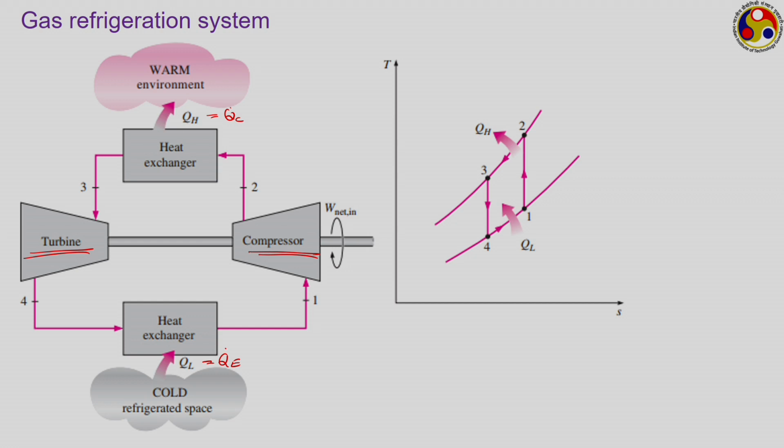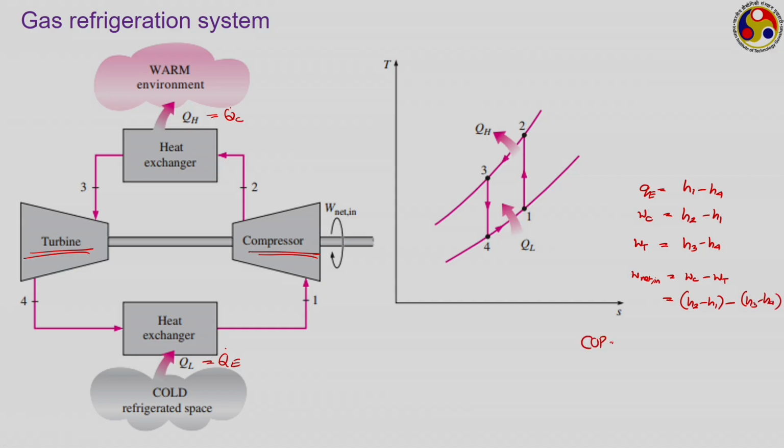If we want to calculate the performance, if I write it on a per unit mass flow rate basis, then the specific refrigeration effect will be equal to h1 minus h4, the specific compression work requirement will be equal to h2 minus h1, and the specific turbine work output will be equal to h3 minus h4. So, the net work input is the difference between the compressor input and the turbine output, that is (h2 minus h1) minus (h3 minus h4).